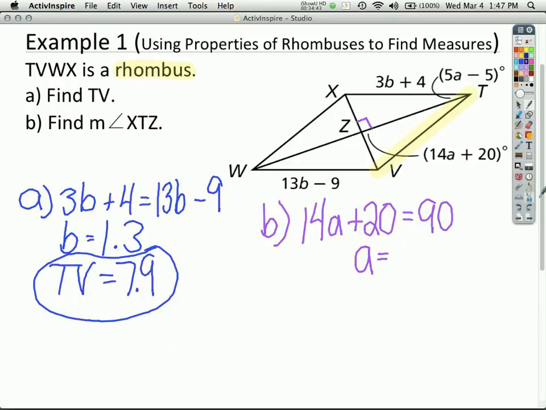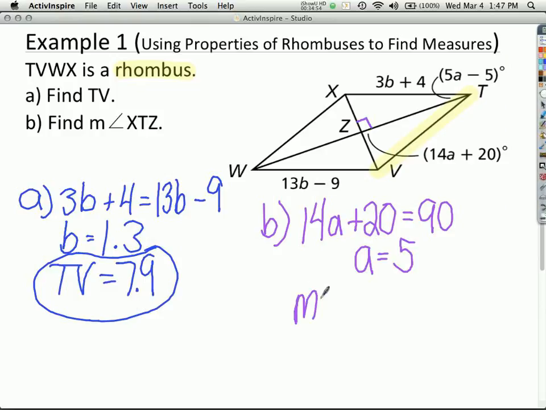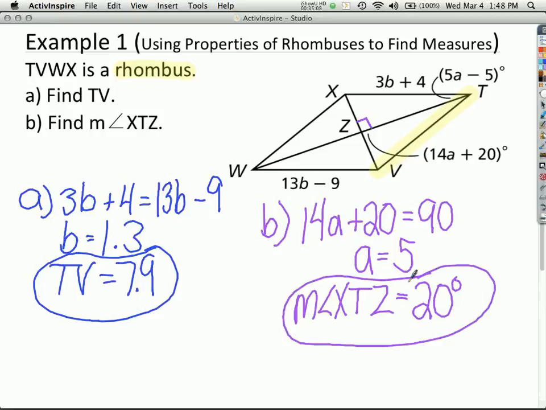All right, Daniela, what does a come out to? A equals 5, and the measure of angle XTZ comes out to what? Ania? 20 degrees. It comes out to 20 degrees. And that's what we were looking for. Any questions on how we approached either of these problems? Any concerns about anything?